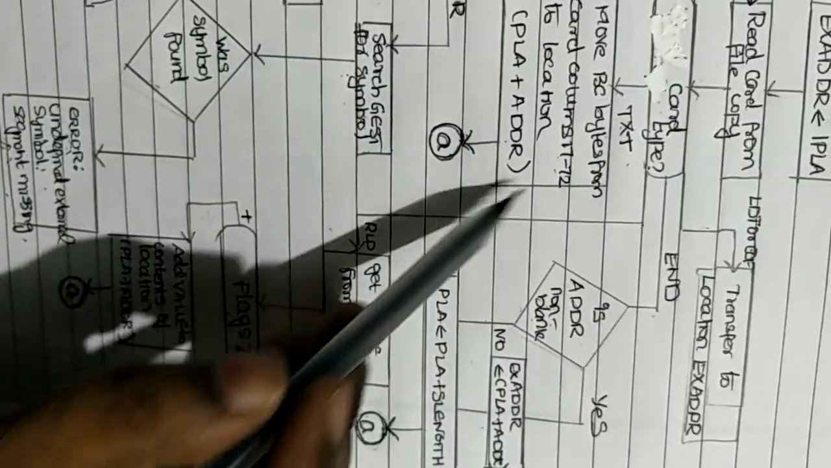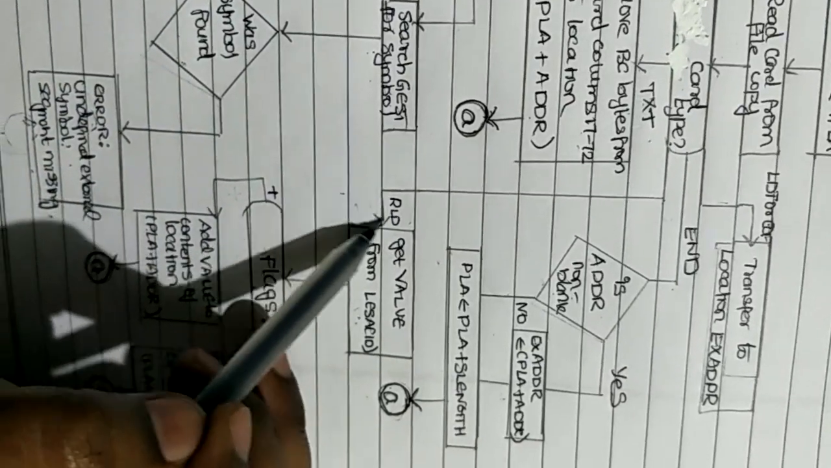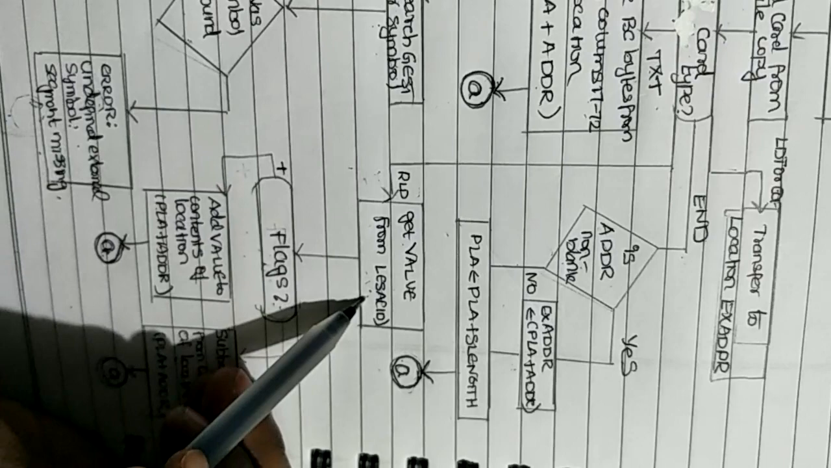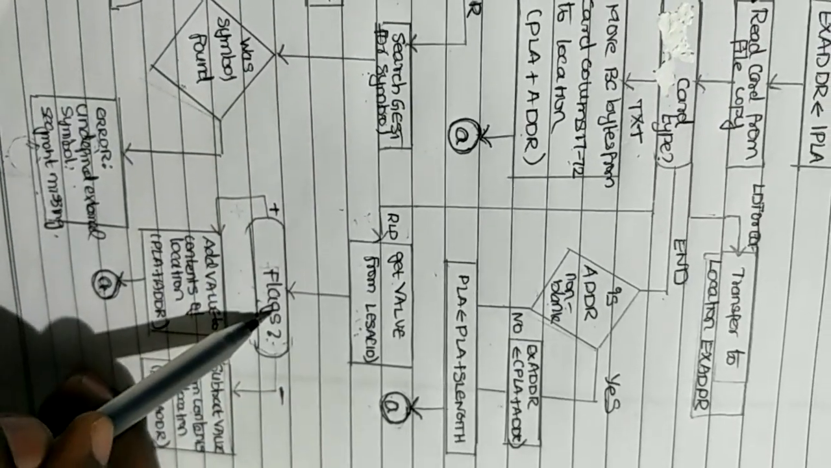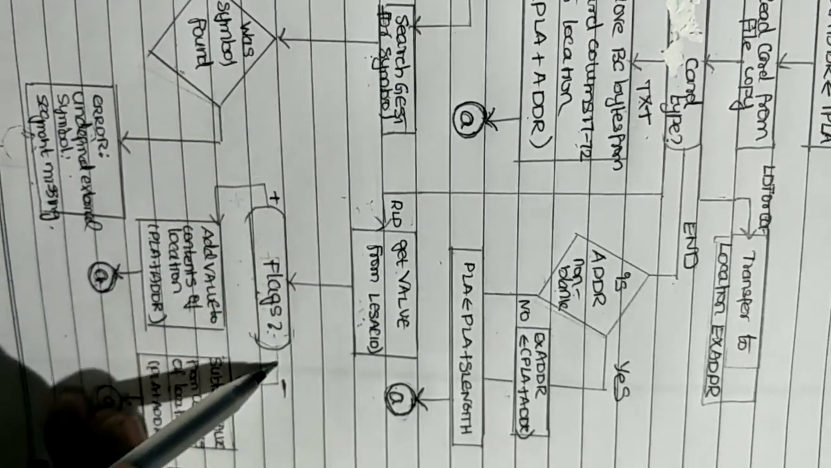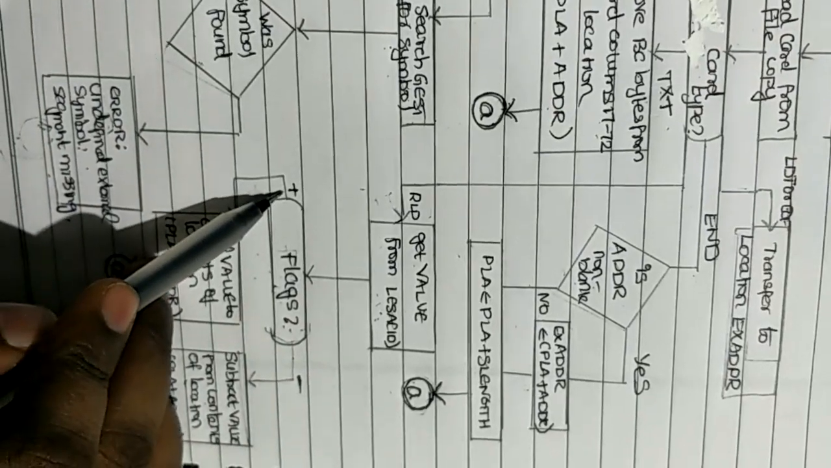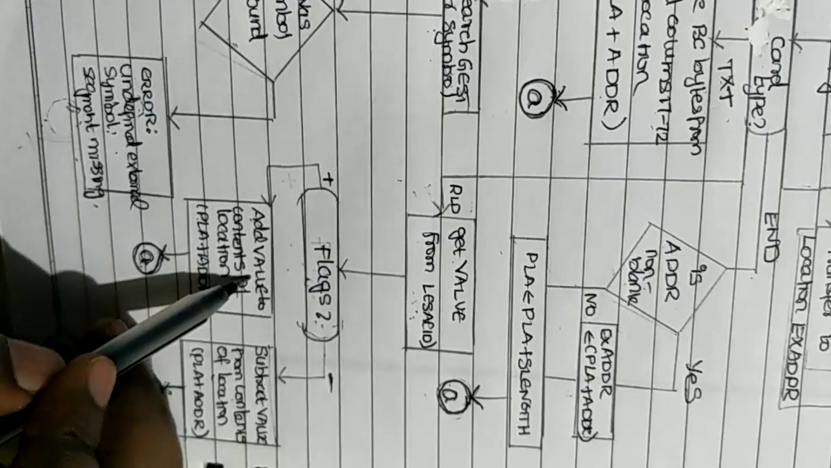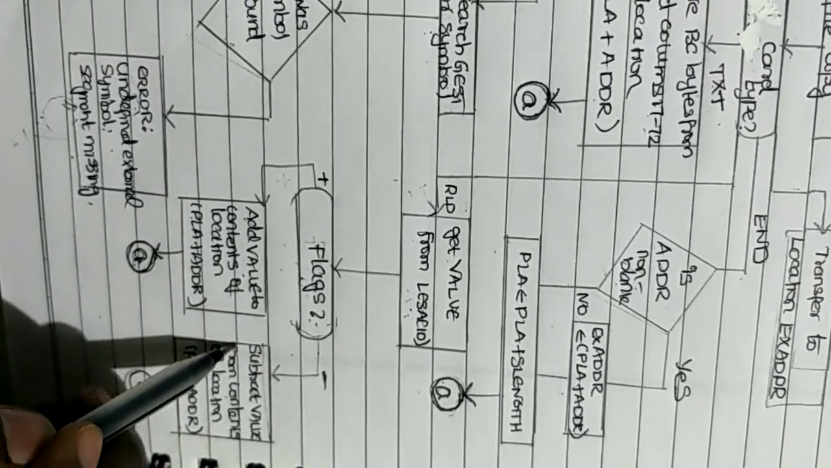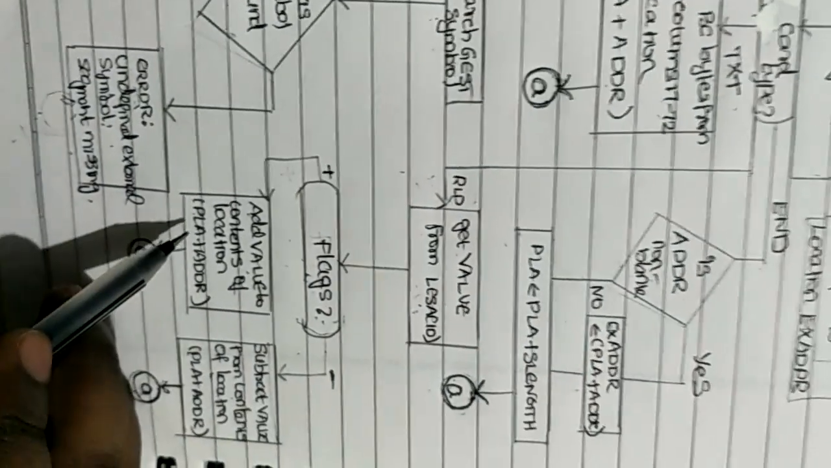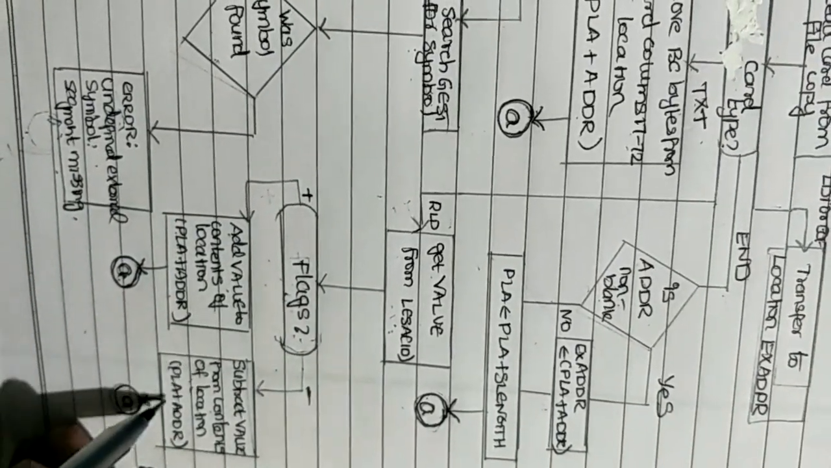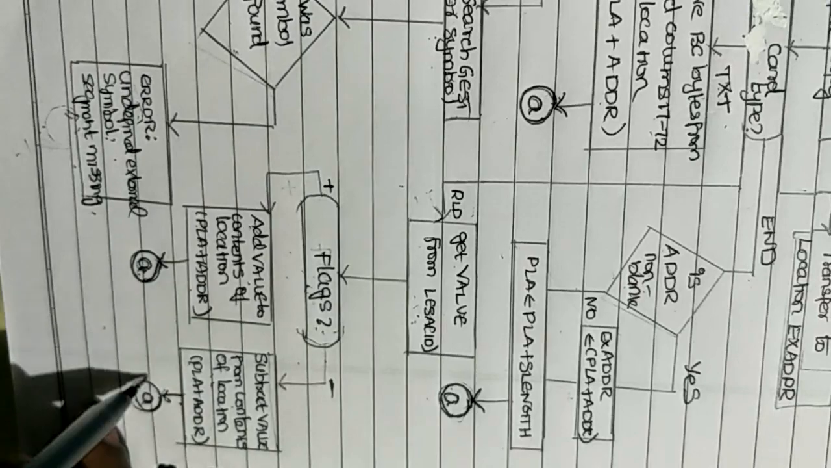Now coming to the RLD card, we get the value from the LESA of ID and determine the flags, whether it is a plus or a minus. Plus and minus I already told when I took the databases. When it is plus we have to add the value, when it is minus we have to subtract the value, from PLA plus ADDR, and here also PLA plus ADDR, and finally you have a connector of ending.